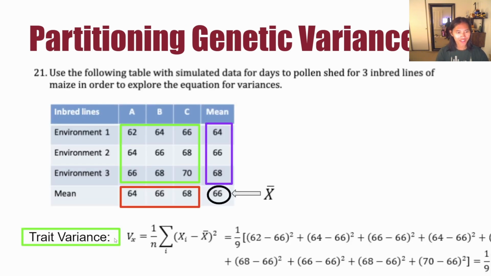When you're looking at the trait variance, you're going to be finding the average of the absolute variance found between the traits of the individuals and the mean of the population over here. So this is 62. Subtract that and square it to find the variance. Add that to the pile. Do the same thing for each of these tiny squares, and then you should get the trait variance.